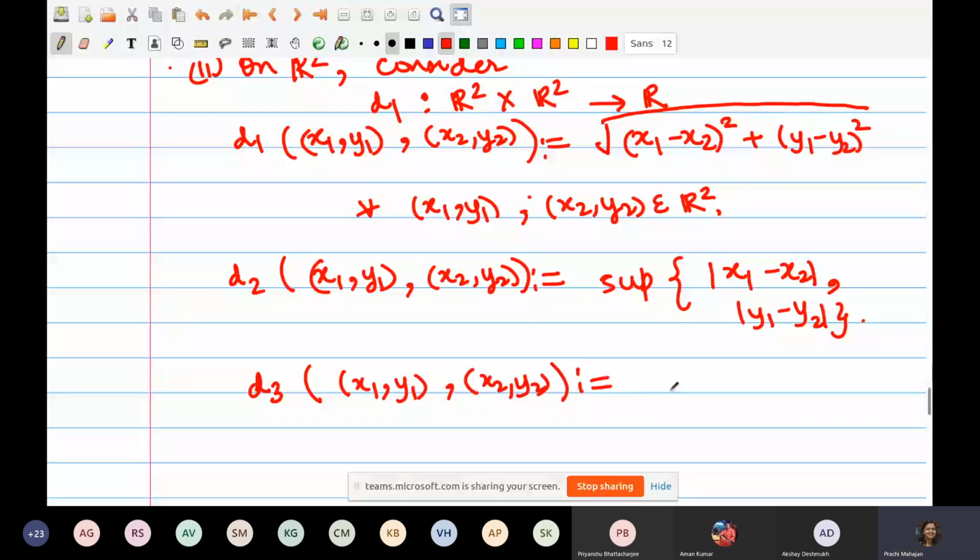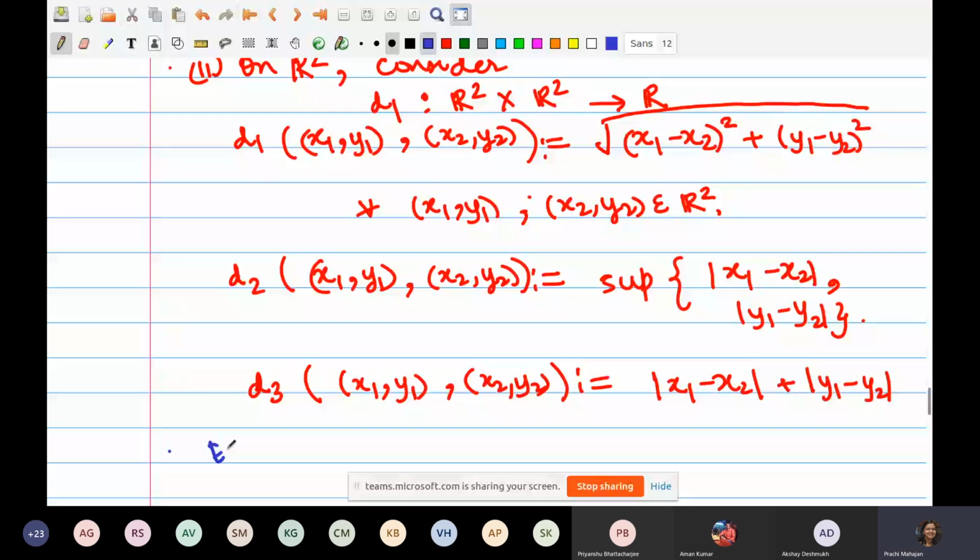For x1, y1, x2, y2, what do I do now? I'm going to take the distance between x1 and x2 and sum it up with the distance between y1 and y2. All I'm trying to say by giving this example is that it is possible to define several metrics on the same set. We have not checked it, so I will leave it as an exercise, something that you must do for your own sake.